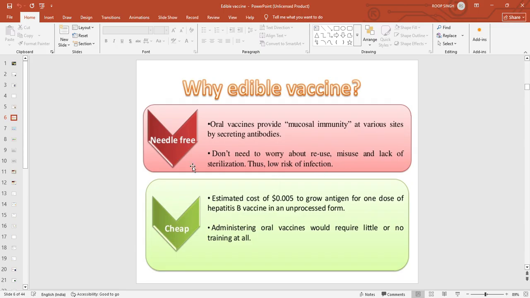So this is the advantage of edible vaccine. They are needle free, and they are very cheap. The estimated cost is $0.005 to grow antigen for one dose of hepatitis B vaccine in unprocessed form. So the cost of production is also less, and it will be very cheap for vaccination. Administering an oral vaccine would require little or no training at all. So you don't need trained experts or personnel for giving this vaccine to the patient.